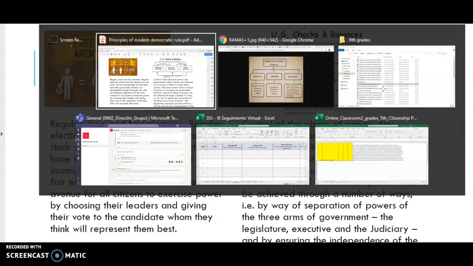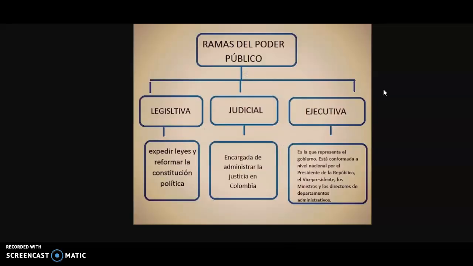So each branch of power has a different responsibility in the government. The executive branch is basically made up by the president, the vice president, and the ministers, and they're the ones who represent the government. They are the ones who are basically in charge of running the country, of managing the country.